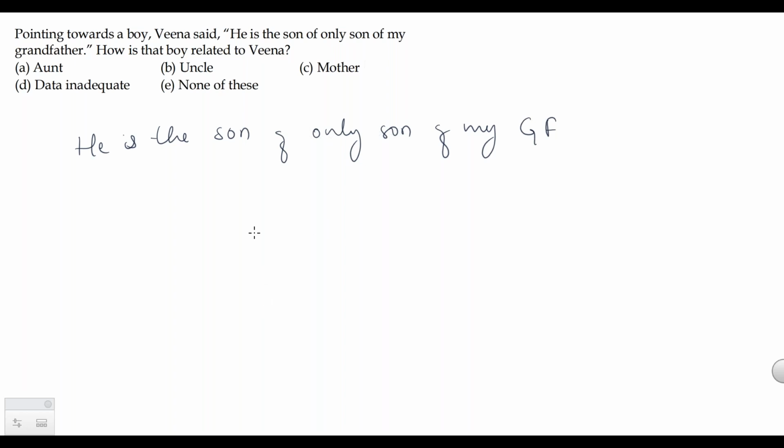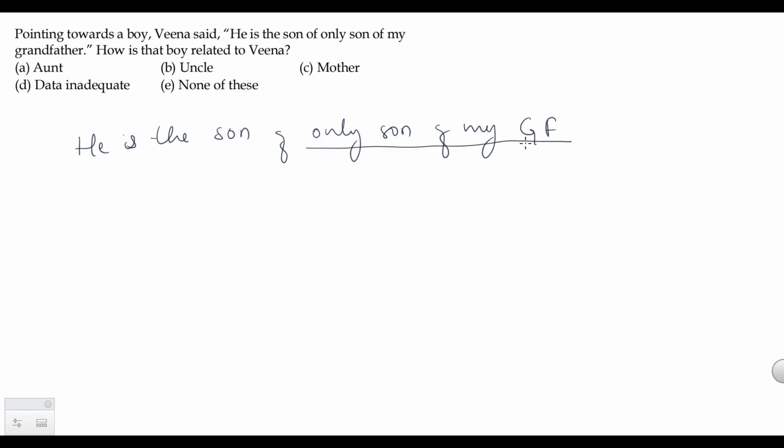See, when you see the statement, you have to reduce the statement. Instead of assuming, you combine two relations and get one relation. Right? See how, he is the son of whom? Only son of my grandfather. And first you connect this.